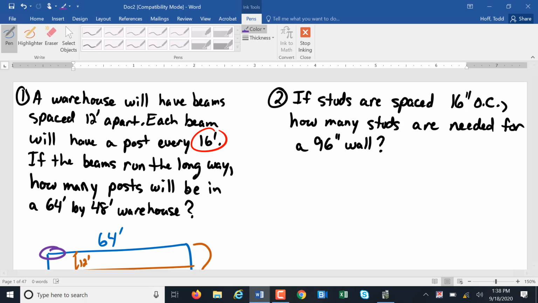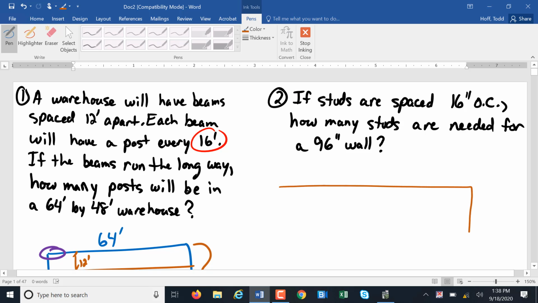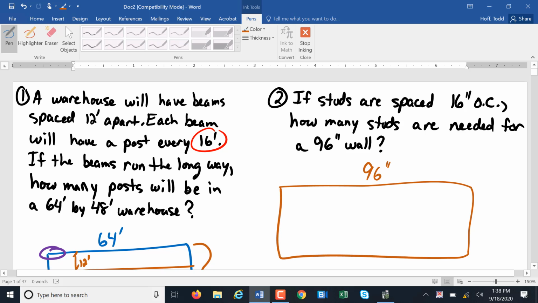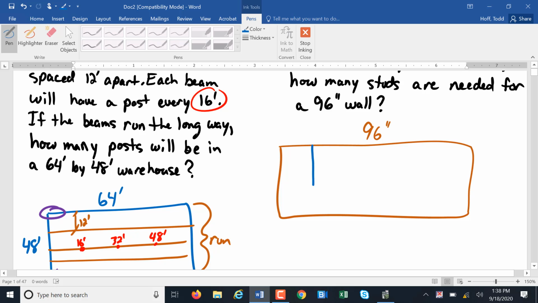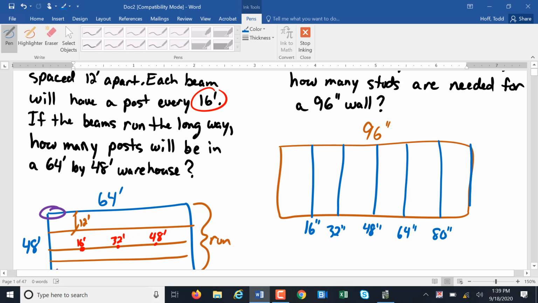Here we have a 96-inch wall. So this wall runs 96 inches. And we have studs that are going to be spaced 16 inches on center. So we'll have one here at 16 inches, 32 inches, 40, oops, I drew those way too, yeah, we'll make it work. 48 inches, 64 inches, 80 inches, but I do need one at the end here. I need one at 96 inches, but I also need one at the beginning, at the start, yes.